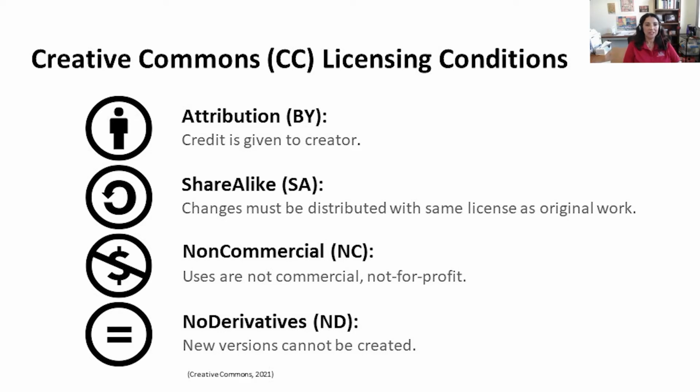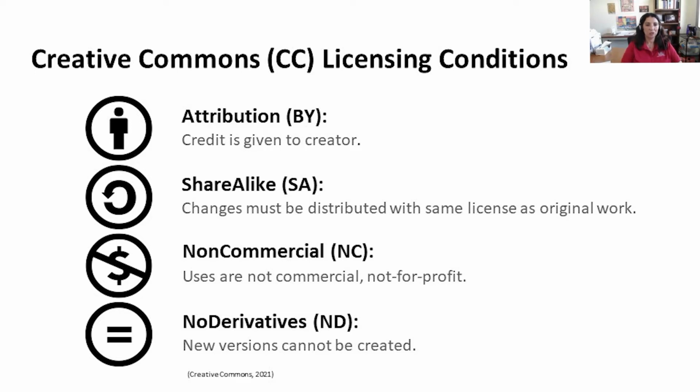You may have seen these particular round logos in different places and on different documents. And here are the four circle logos that we have here. When you see the picture of just a person, like not quite a stick figure, but just a person in a circle, this is known as the attribution license, where the condition is that credit is given to a creator. Then you have the second one.